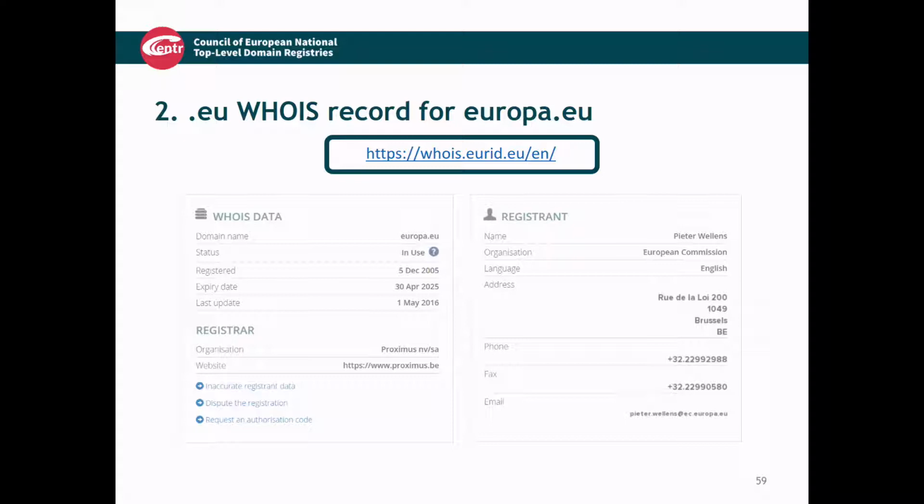For this one, I've used a specific example. I've asked the WHOIS to give me the data for europa.eu. So who has registered that domain? Where could I contact them? Is there an email address? And these are the responses you get from the WHOIS interface. This is a web interface. There's also a machine interface, which obviously is a bit less exciting to look at. But here you see that a person named Peter Wellens registered the name on behalf of the European Commission. You can contact him in English. His address is one of the central streets in Brussels, and you even have his phone number.